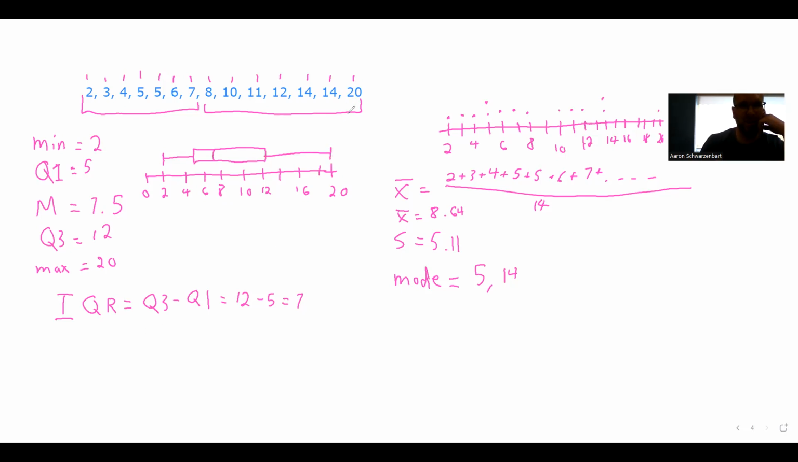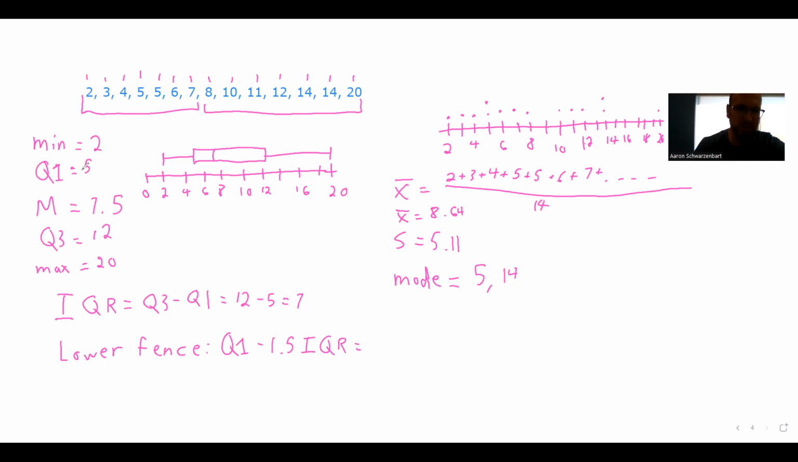Now I'm looking at 20 going, is this far enough out to be an outlier? It's kind of far away from the others, but I don't know for sure. So I'm going to check my upper and lower fence. Remember, if it's further from the middle than these fences, then it is an outlier. And my lower fence is Q1 minus 1.5 IQR.